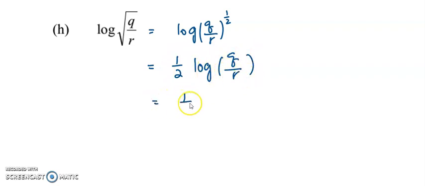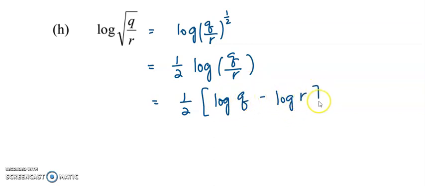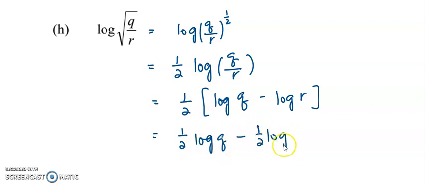Next step, I will split the log q over r into log q minus log r. And lastly, you can just leave your answer like that, or you can multiply 1 over 2 by the log q and 1 over 2 by the log r.